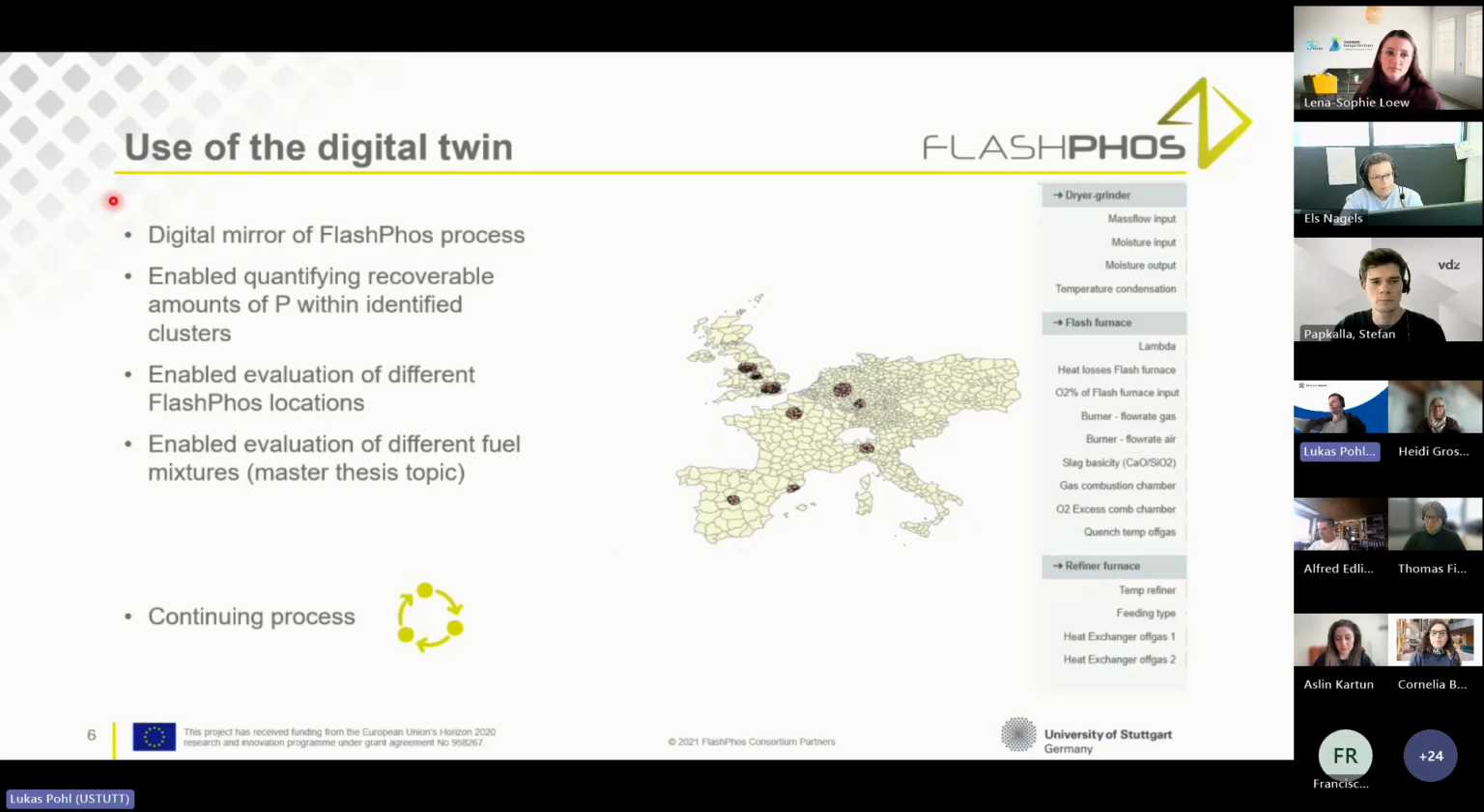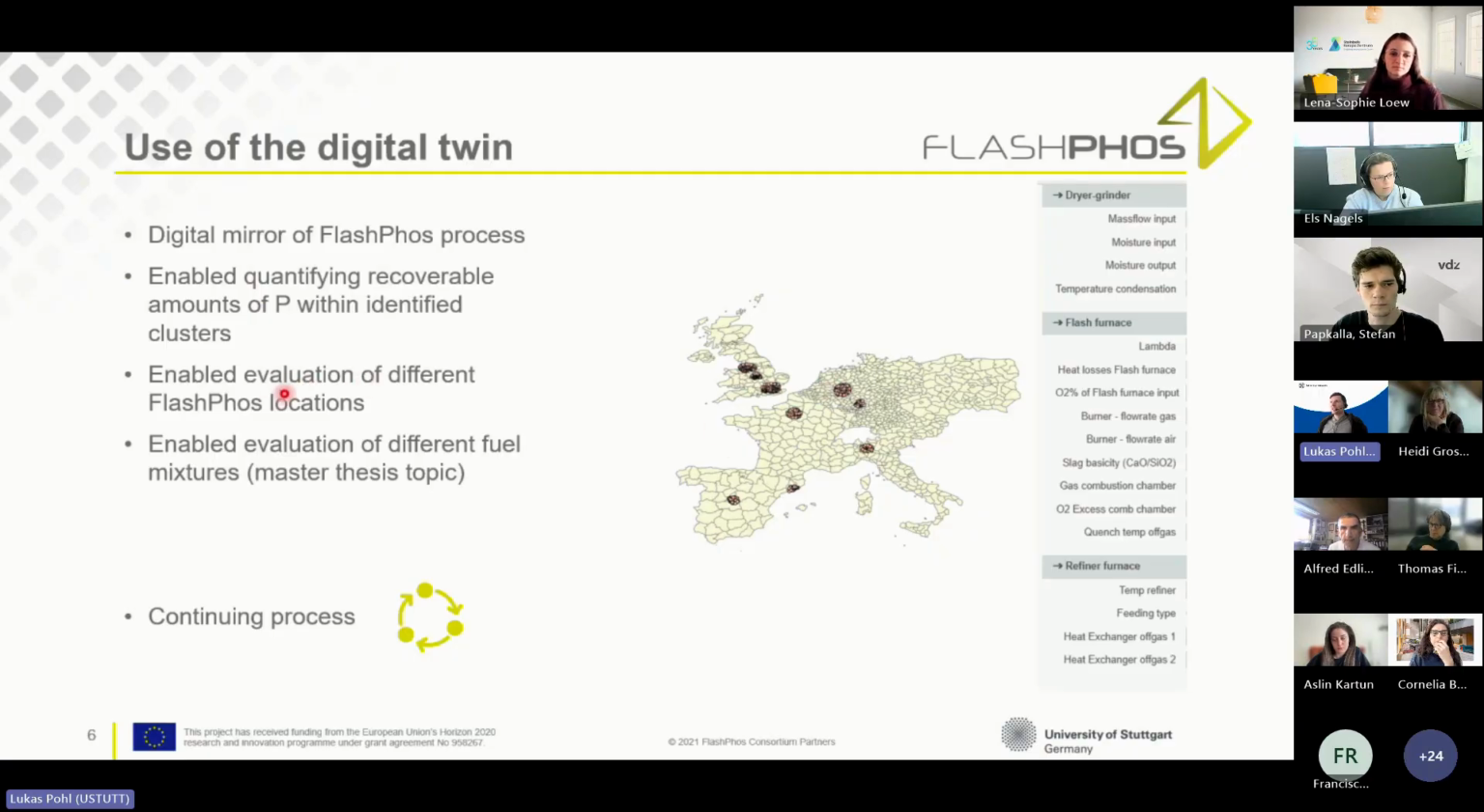So how did we use it precisely? You already heard that the FlashPhos process comprises three aggregates: the dryer grinder, the flash furnace, and the refiner furnace. All of this was implemented into the digital twin and was arranged in some ways, and mass flow inputs changed. I come to this on the next slide. So we used this digital mirror to quantify the recoverable phosphorus amount within our areas.